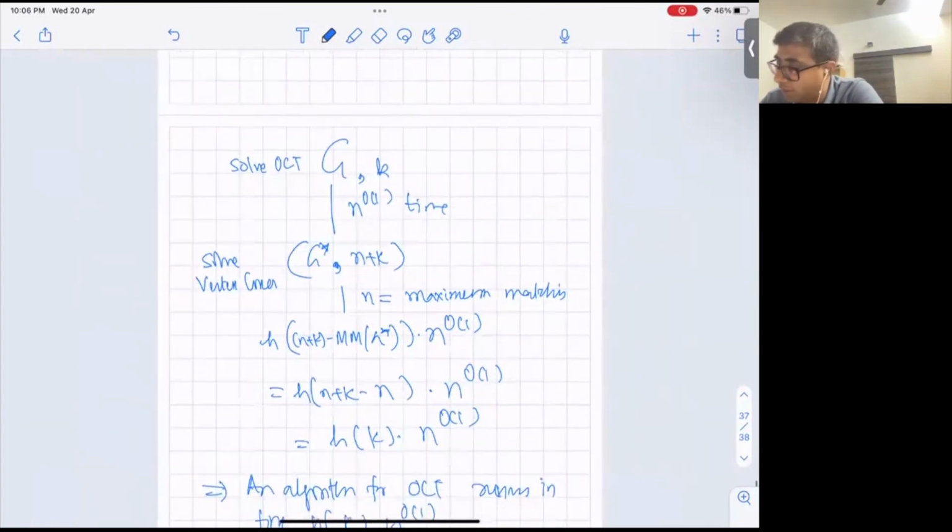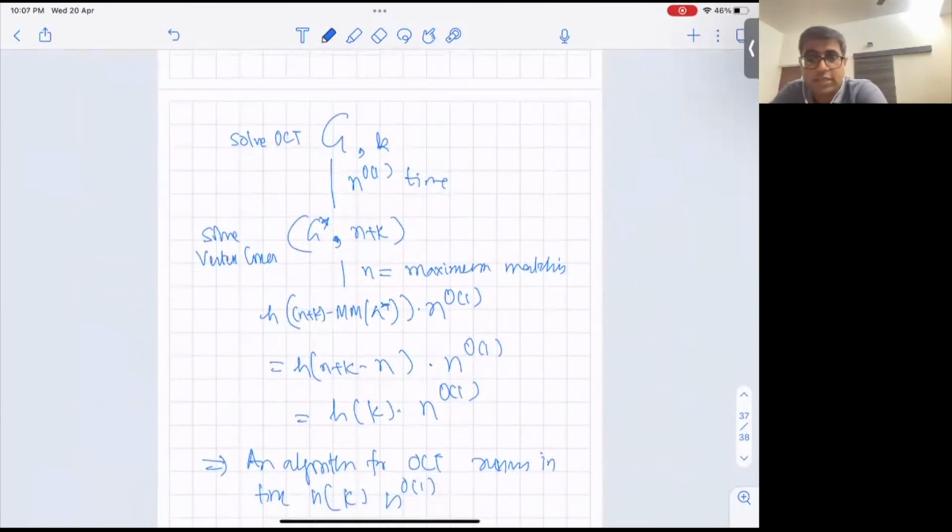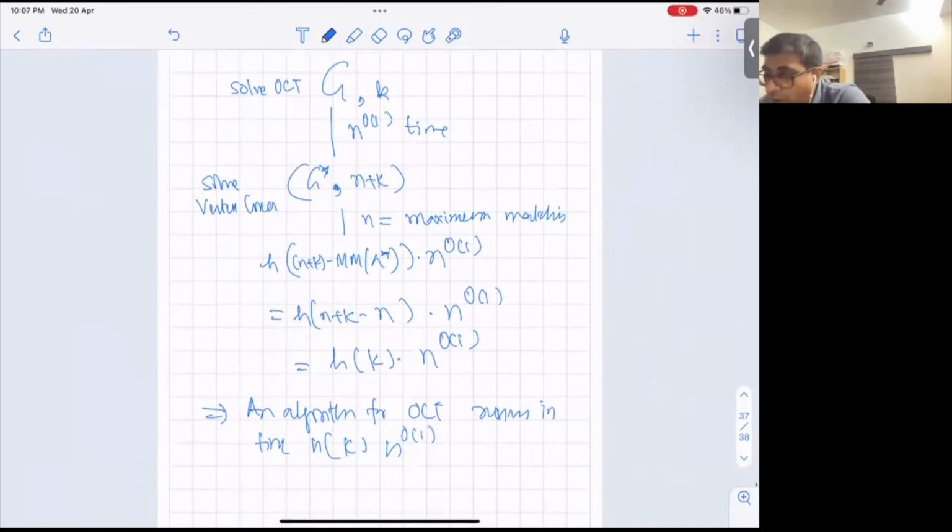Is this flowchart clear to everybody? So I wanted to solve OCT on G comma K. In poly time, I reduce it to this graph G star, where I want to solve vertex cover, but the vertex cover size is large, n plus k. But we observe that n is the size of the maximum matching. So we are not going to apply any vertex cover algorithm, but a vertex cover algorithm which runs in time vertex cover size minus maximum matching of my graph. So my vertex cover that I'm looking for has size n plus k, but the maximum matching size is at least n. So n will get cancelled. So this is a function of k itself.